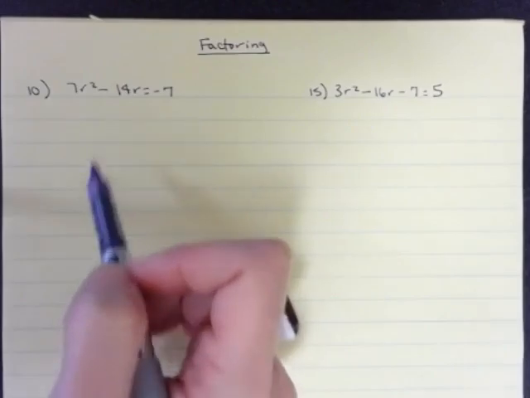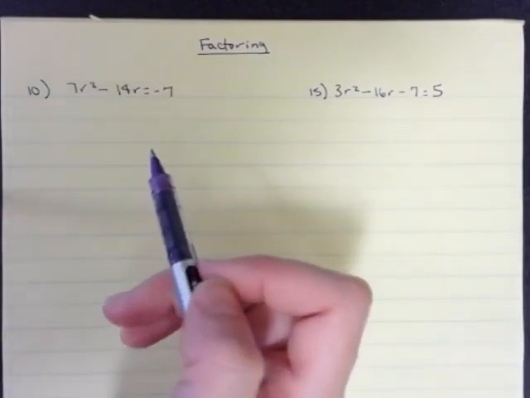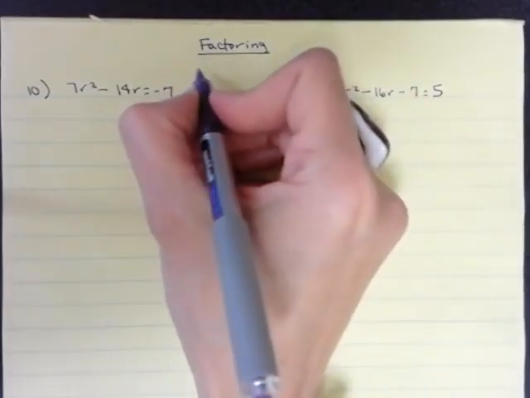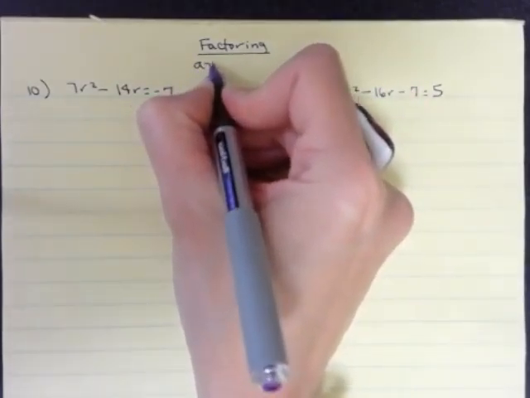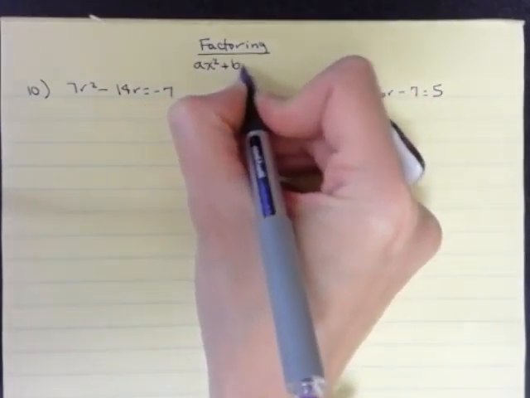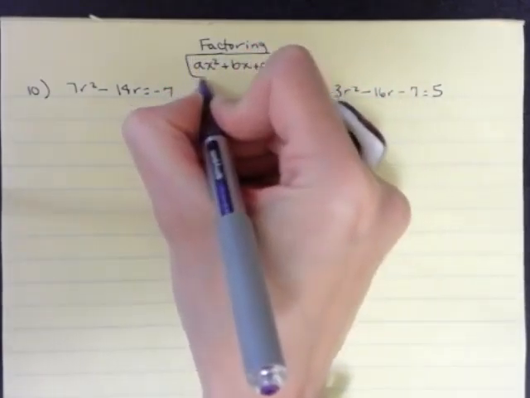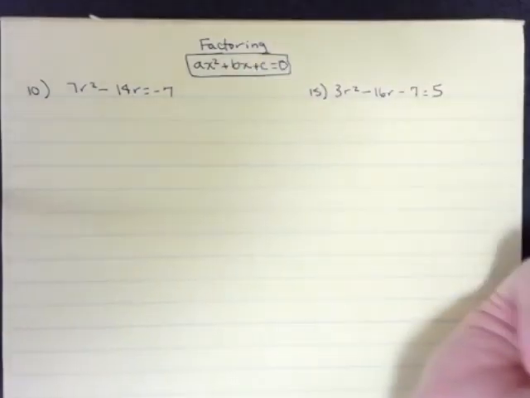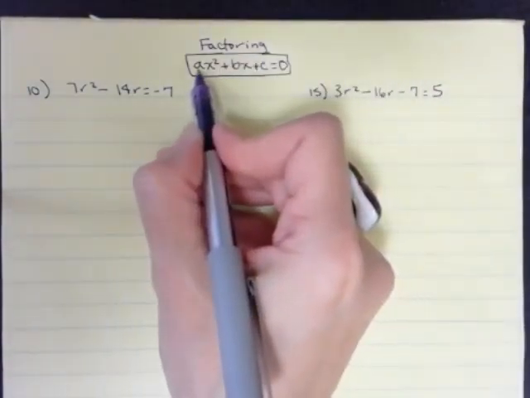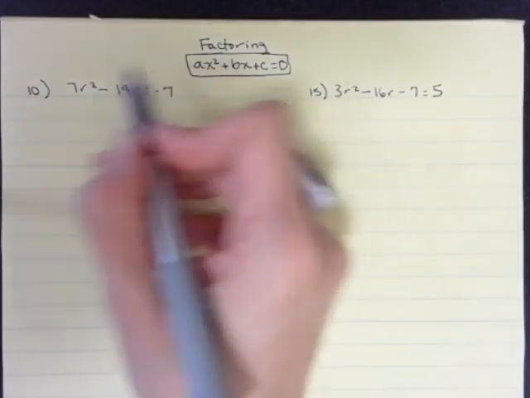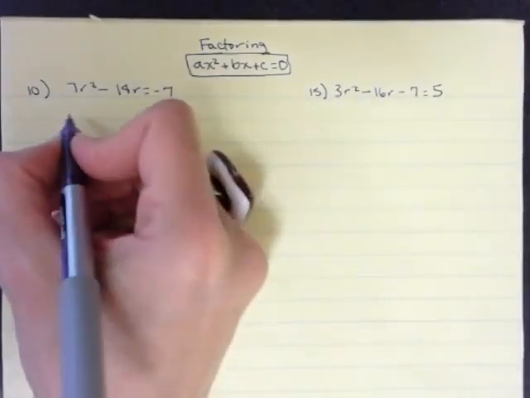So we talked about what we can do to make the a 1, because we know how to factor when a is 1. And what do I mean by a? I mean that ax squared plus bx plus c equals 0. This here is the standard form of a quadratic equation. So if I have this standard form, I have an a and a b and a c. And if I can make the a 1, then this is going to be much easier to factor.